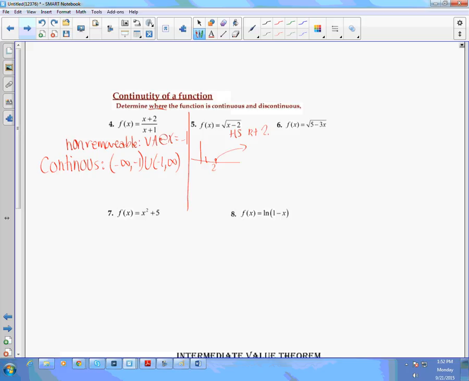So where is it continuous? What's the interval which is continuous? Bracket 2 to infinity. Because if you plug in 2, you get square root of 0. If you plug in anything smaller than 2, though, you get an imaginary number, right?